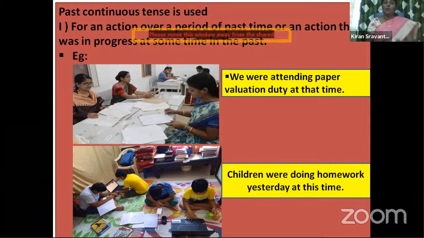For example, how to express a sentence that belongs to the past continuous tense, that we will see. We were attending paper valuation duty at that time. So what were we doing at that time? When we say "that time," it refers to some point of time in the past. So, we were attending paper valuation duty at that time.